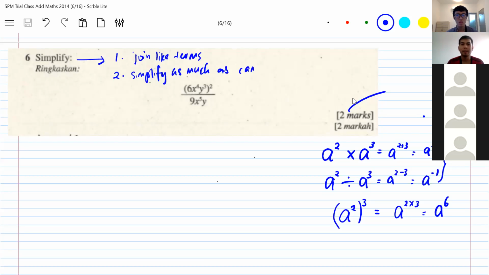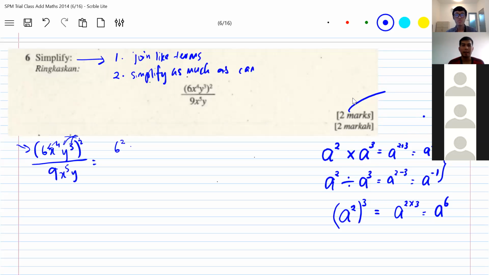Okay, so let's do this question then. First, 6x^4 y^3 squared divided by 9x^5 y. First, you want to work on the bracket because brackets are a nuisance, right? They're a problem and they just make you confused. Let's open up the bracket first. Let's work on each term. Alright? So that's 6 squared.